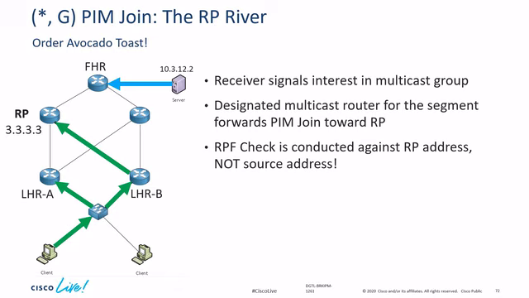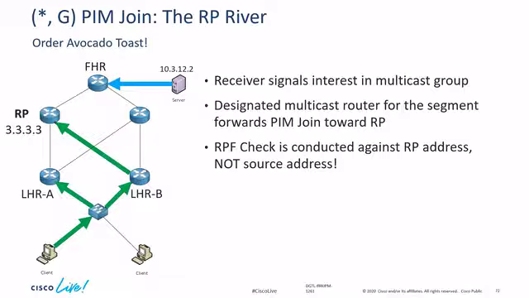Now, why doesn't it send it towards the source as we've seen before? And of course, the reason is because at this point, we actually don't know who the source is. So we can't perform our RPF check and we can't forward that PIM join out of the interface towards the source. But we will do an RPF check and we will forward that PIM join towards the rendezvous point because we know where the rendezvous point is.